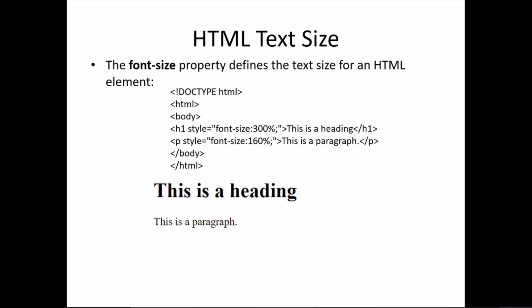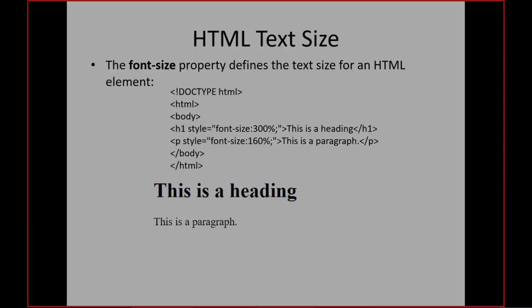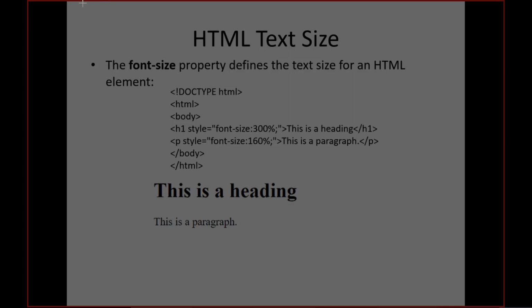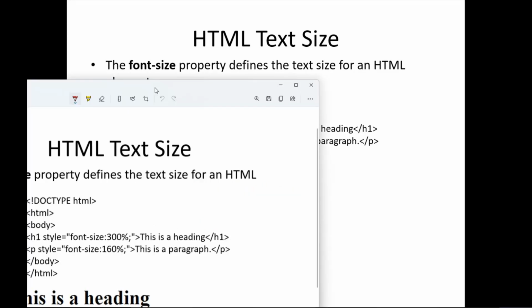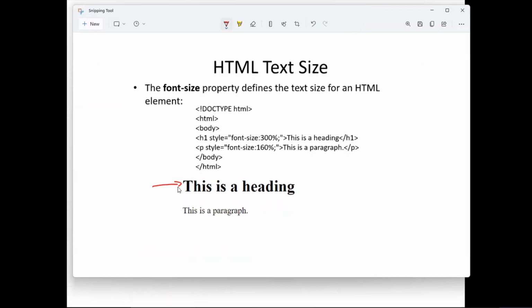So the tag value is font-size colon 300%. So 300% means whatever the default size of the H1 tag is, it increases that to 300%. So if the default font size is, say, 20, then 300% times 20 is what is being increased for this H1 now. So this will be the output, and this will be text even higher than the H1 tag.